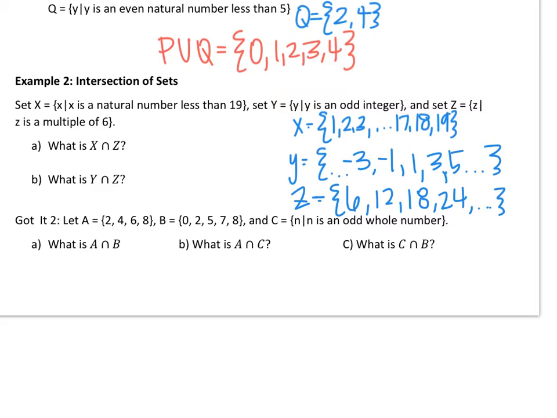So they want to know X intersect Z. What number is a natural number less than 19 and a multiple of 6? So that's going to be this. What number is in this set, X, and this set, Z? So that's probably going to be 6, 12, and 18. Can't be 24 because 24 is greater than 19. So X intersect Z equals 6, 12, and 18.